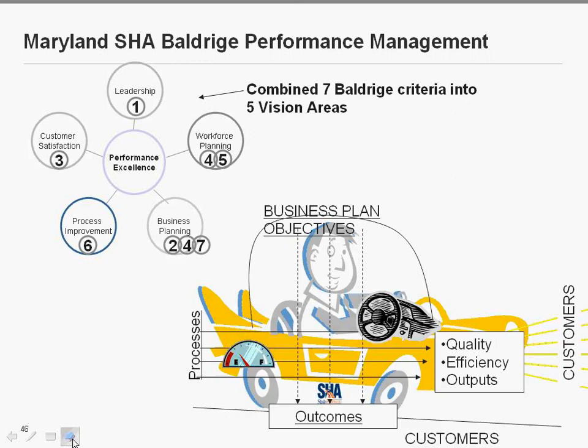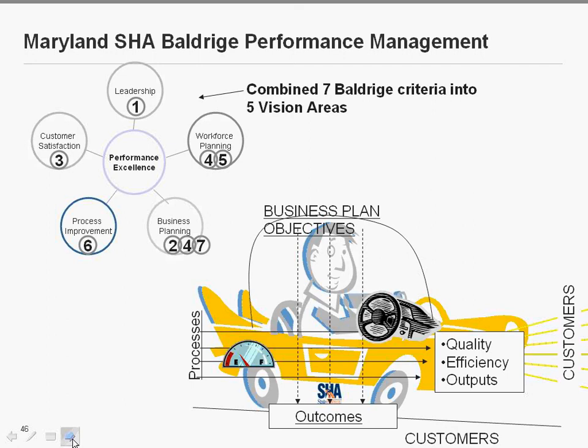One thing we did do to make it a little easier is that we came up with a vision for performance excellence. We combined the 7 Baldrige categories into 5 vision areas, and for some reason 5 doesn't seem as overwhelming as 7. It seemed more manageable for us. You can see the numbers in these circles. They are the numbers of the Baldrige categories, and you might see some repetitive ones. Category 4 is listed under business planning and workforce planning, and that's because we split it up.